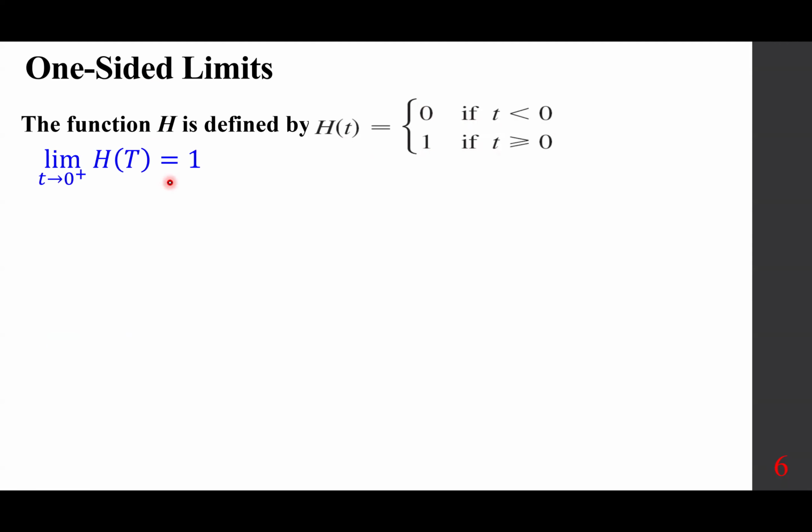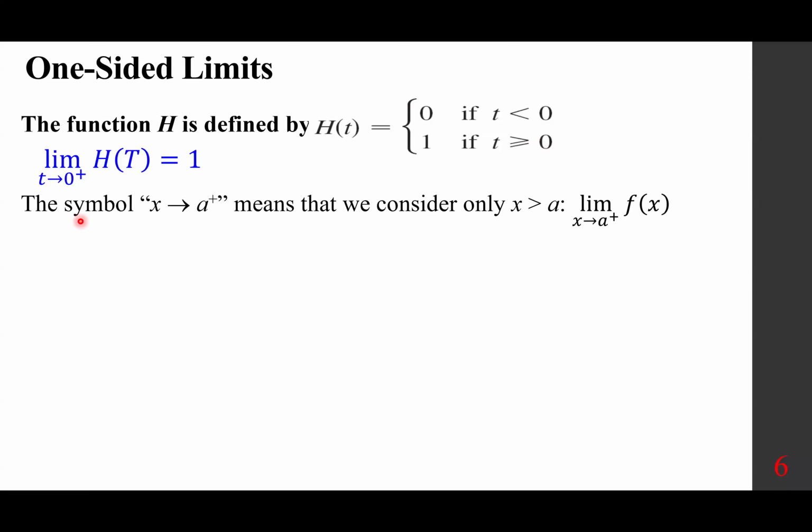So the limit of h of t as t approaches 0 from the right is 1. The reason why is because for the right side of 0, t has to be larger than 0. In other words, the symbol x approaches a from the right means that we consider only x larger than a, limit of f of x as x approaches a from the right. And in this case, it's 1.